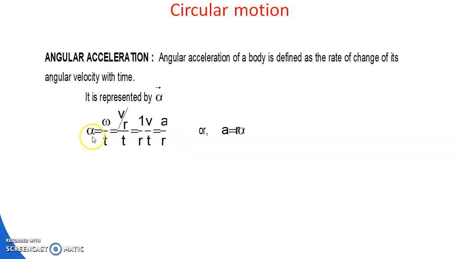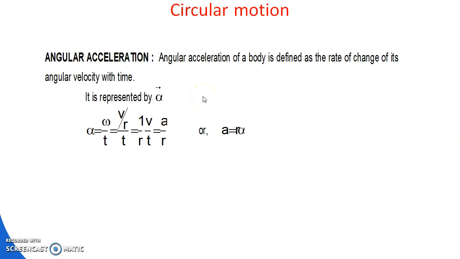So alpha, the angular acceleration, is equal to linear acceleration divided by radius. In this case also, if we divide the linear term by radius, we find the angular term. Cross multiplying, we get linear acceleration is equal to radius into angular acceleration.